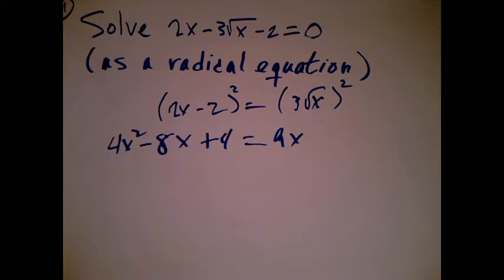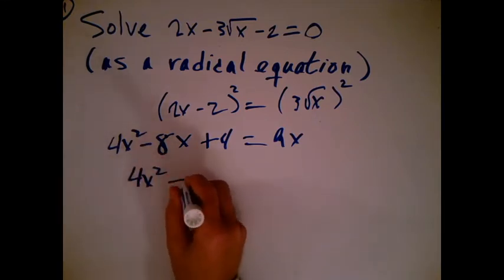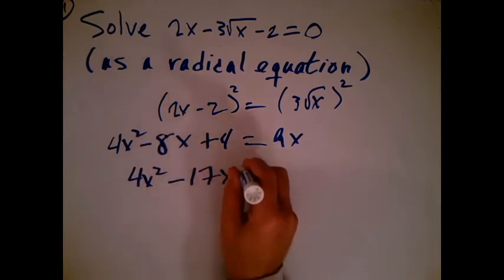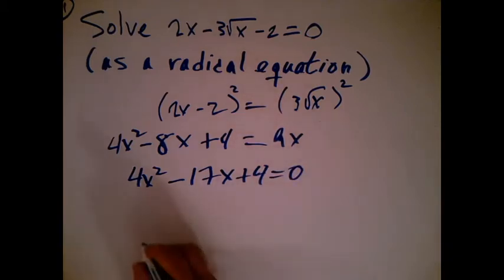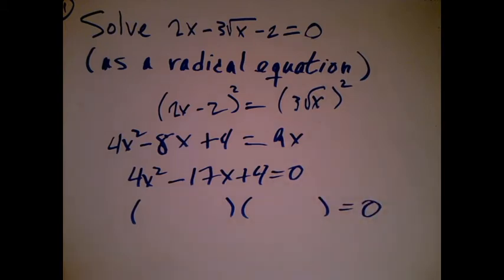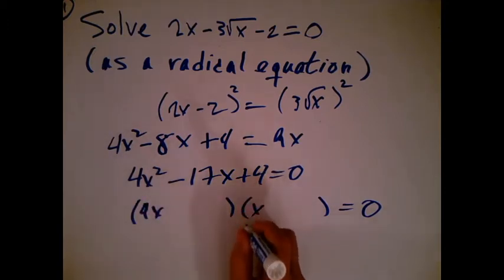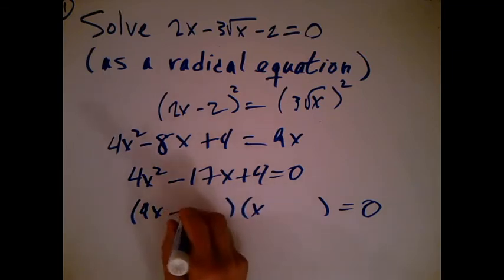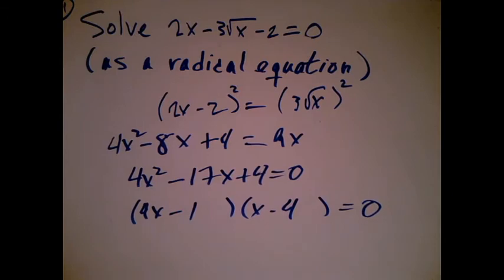To do this, we always get 0 on one side, and we hope to factor first. I'm going to throw the 9x over, so I'm going to get 4x squared minus 17x plus 4 equals 0. I'm going to try to factor that, like this, equals 0. I can go 4x, 4x, or 2x, 2x. I'm going to go 4x, x. I see a minus and a plus, so I know this is minus, minus. I see that if I put a 4 here and a 1 here, I think it works.